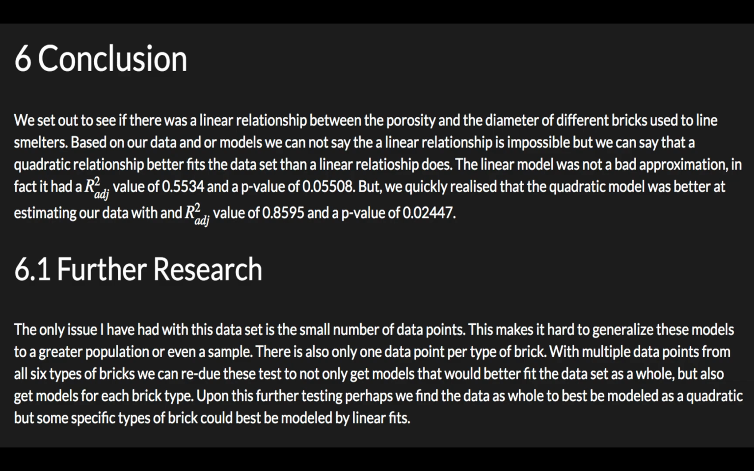The only issue I had in dealing with this data set was the very small number of data points that we had to work with. It makes it really hard to generalize these models to a greater population or even just a sample. There is also only one data point per type of brick. With multiple data points from all 6 types of bricks, we can redo these tests not only to get models that would better fit the data set as a whole, but also get models for each brick type. Upon this further testing, perhaps we find the data as a whole to be modeled best as a quadratic, but some specific types of brick could best be modeled by linear fits.